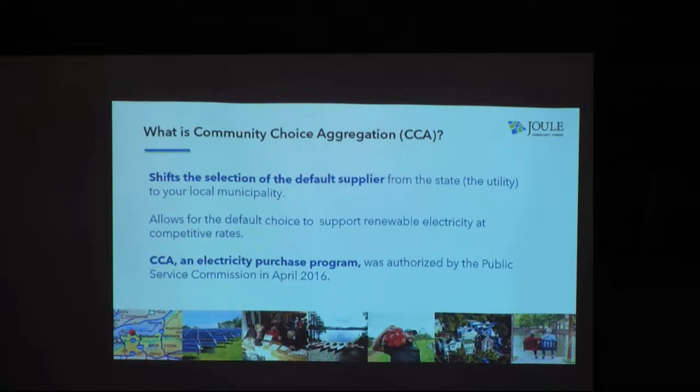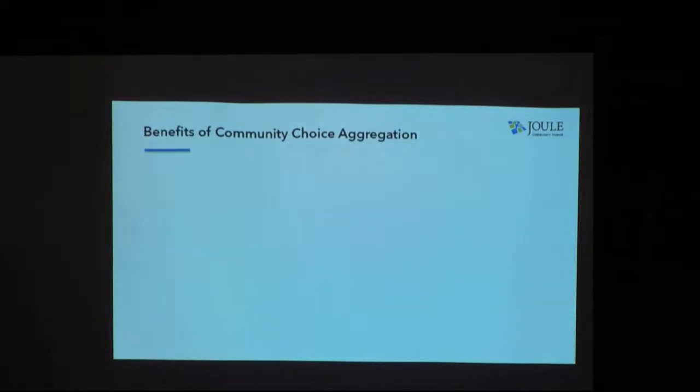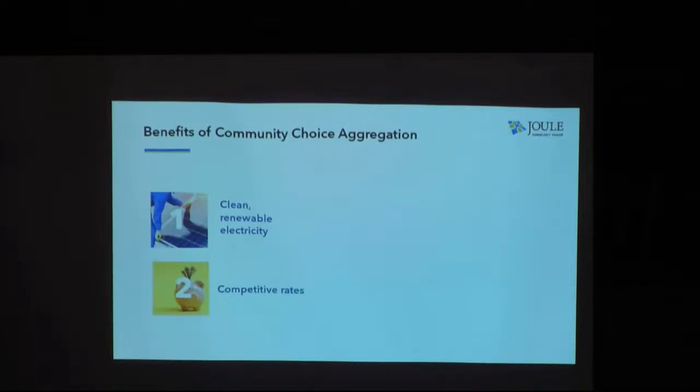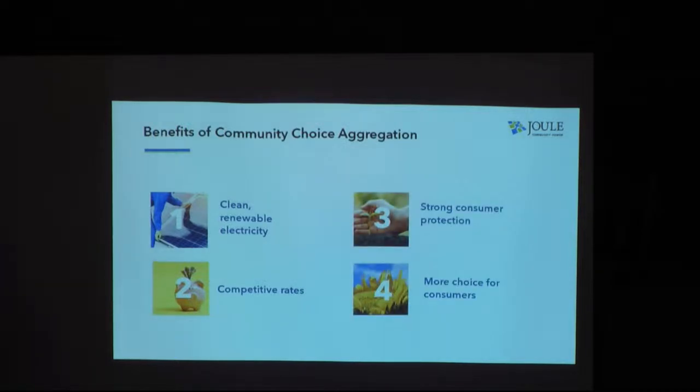Community Choice Aggregation, or CCA for short. These are electricity supply purchase programs. They were authorized by Home Rule, and they were authorized by the Public Service Commission in 2016. PSC still oversees these programs today. Some of the benefits include clean, renewable electricity, competitive rates, strong consumer protection, and more choices for consumers. And I'll go over each of these in more detail.